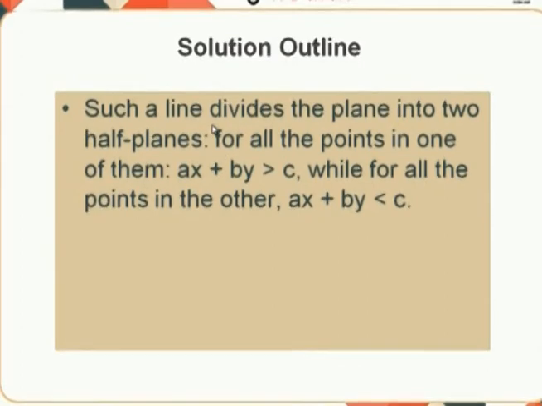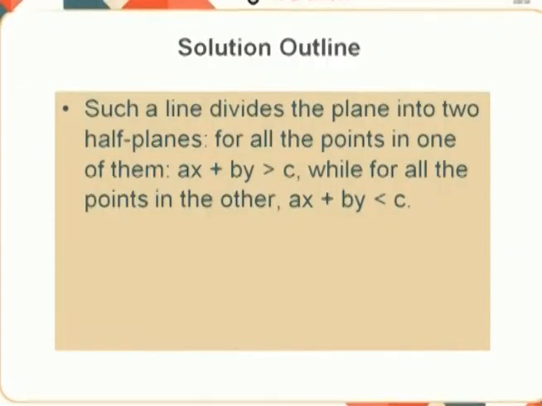Now, this line is going to divide the entire plane into two half planes, so on both sides we are going to have points. For one set of points, ax + by is going to be greater than c, while for the other points ax + by is going to be less than c. As I said earlier, if all the points are on one side, then it is going to be the boundary, otherwise it is not. So, the algorithm can be conceptualized like this.